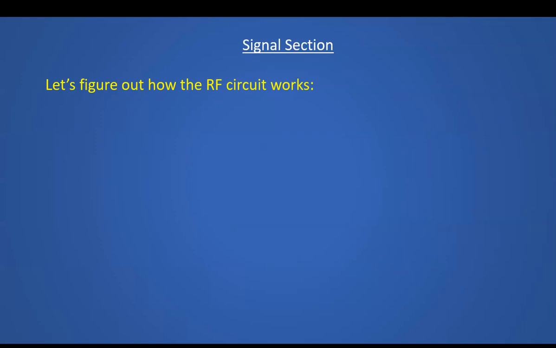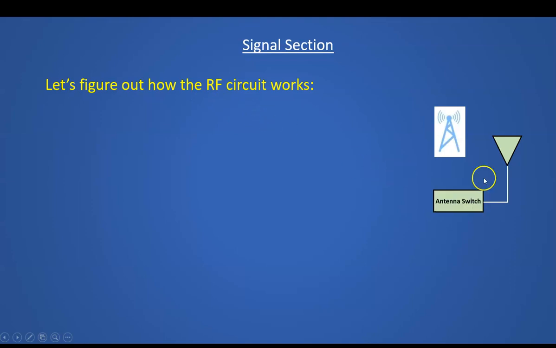Let's figure out how the RF circuit works. So far we have seen the baseband section. There is another section, meaning in the signal section, the RF circuit is also very important, right? So the signal section is a combination of baseband and the RF circuit. In the previous slide we saw how the baseband section works, and now let's see how our phone receives the signal, right? All the receiving of the signal is done by the RF circuit. RF means radio frequency circuit.